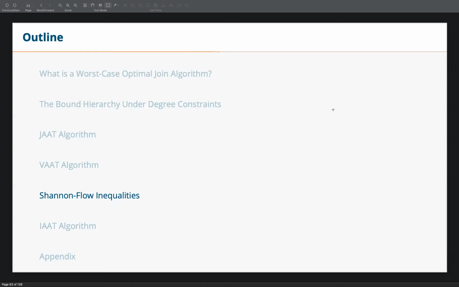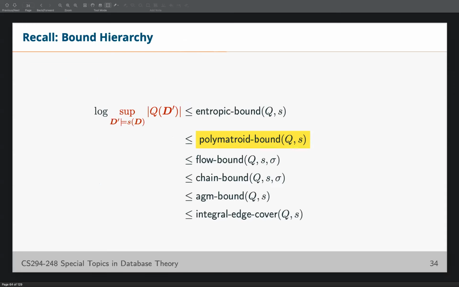Okay, so the next thing is Shannon flow inequalities. I will be mindful of time, and I would like to provide more examples than theory, so let me see how much I can get through. Recall that we have this bound hierarchy, and I explained a little bit an algorithm to achieve either the chain bound or the AGM bound. Roughly speaking, you do it one variable at a time, and you get there. So let's see if we can get to this polymatroid bound, and how do we get there?